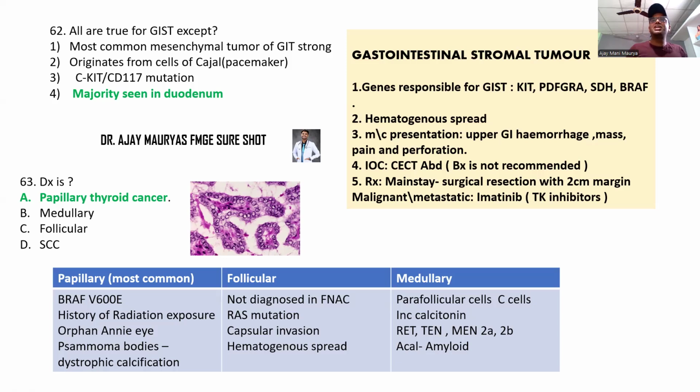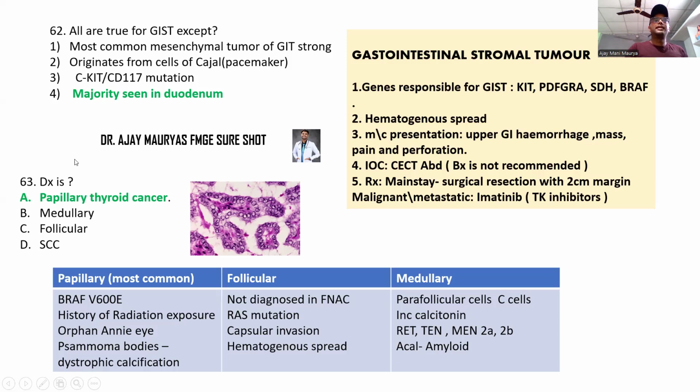Majority is in the stomach, not the duodenum. Okay, now see here. The genes responsible for GIST are KIT, PDGFRA, SDH, and BRAF. It is a hematogenous spread. Most common presentations are upper GI hemorrhage, mass, pain, and perforation. Investigation of choice is the CECT. It is a mesenchymal tumor, not in the duodenum.